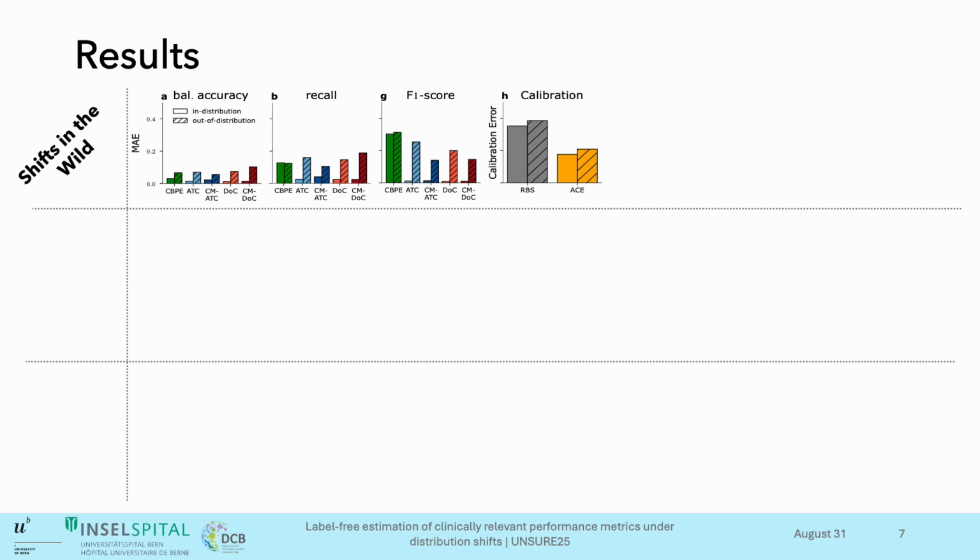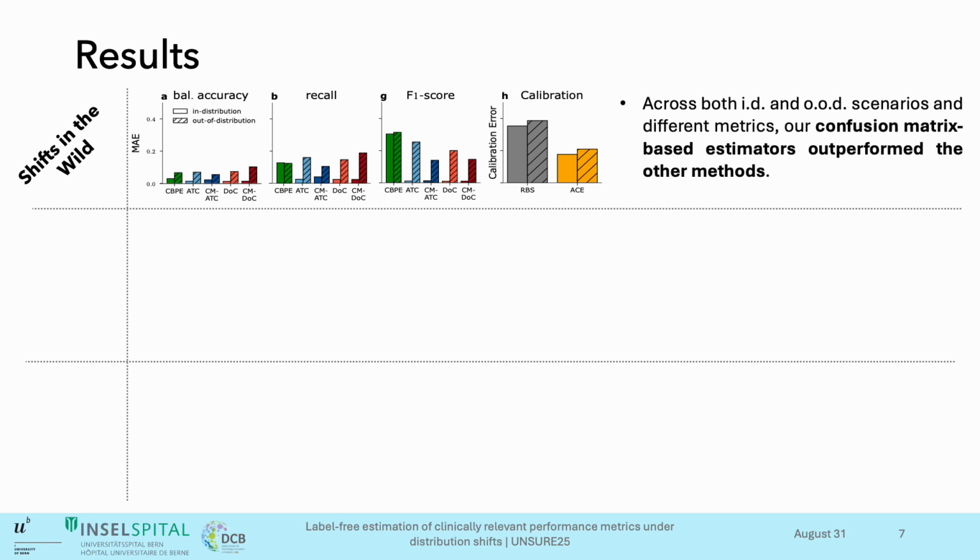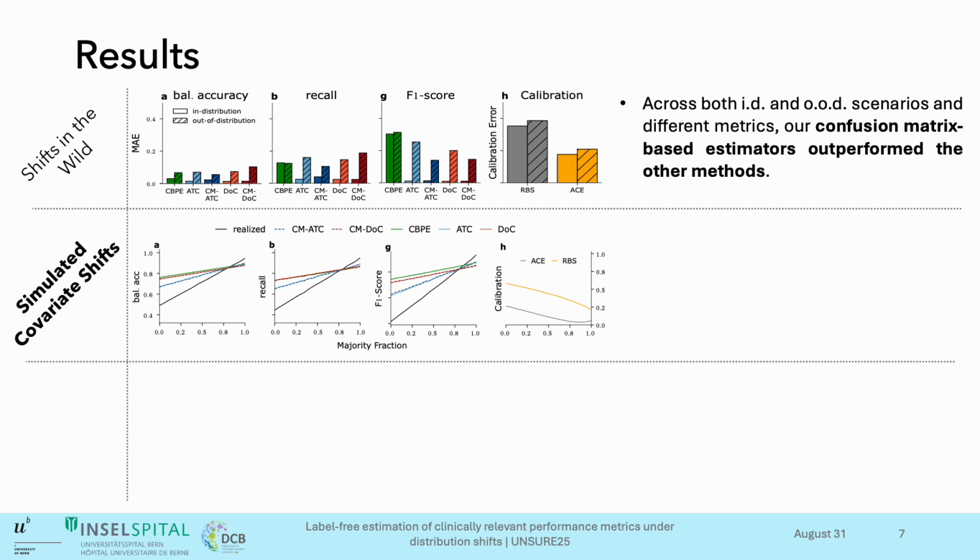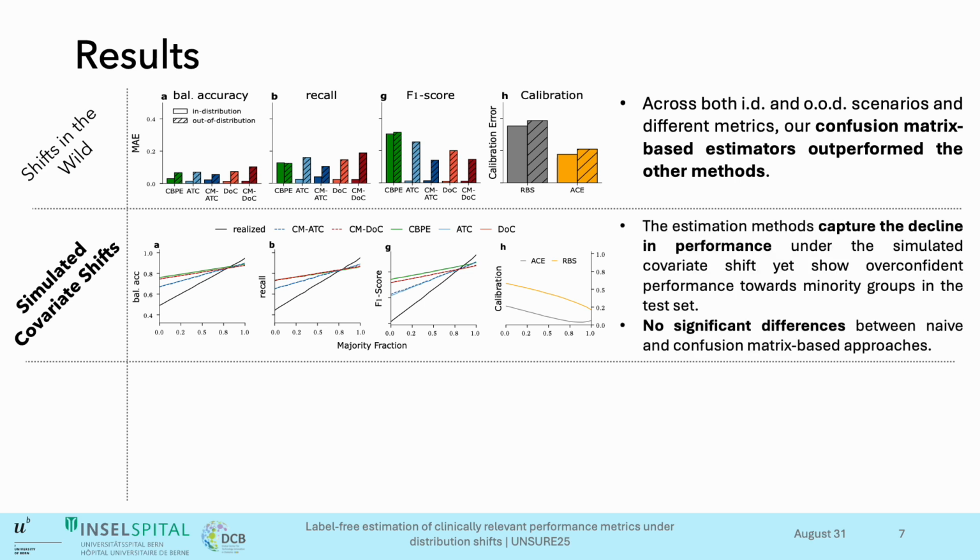ATC and DOC are naive implementations not explicitly designed to estimate metrics beyond accuracy, whereas CBPE and the CM-based estimators compute metrics via the confusion matrix. Overall, our CM-based estimators outperformed others with mean absolute errors around 10 to 20% for the metrics shown here. In the covariate shift experiment, we show the estimated metrics across different fractions of the majority group in the test set. The black line indicates the ground truth. The estimators captured a decline in performance but were overconfident for minority groups and calibration worsened. Here, naive and CM-based approaches performed similarly.